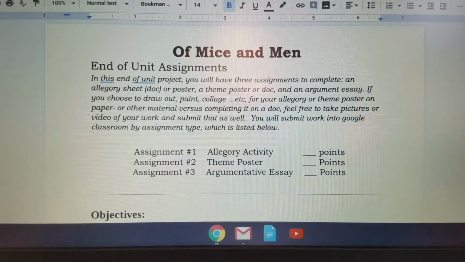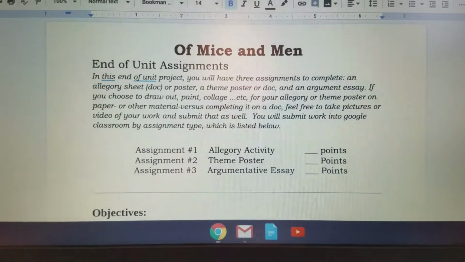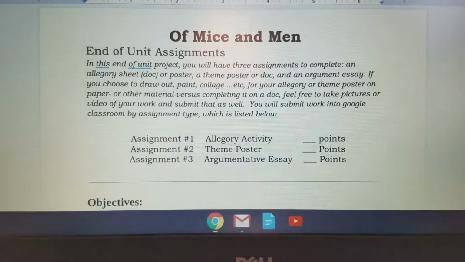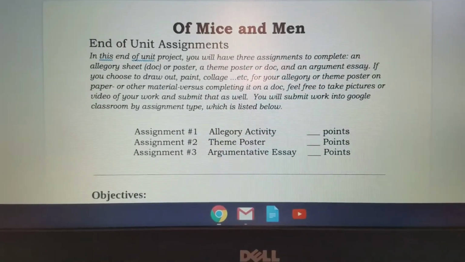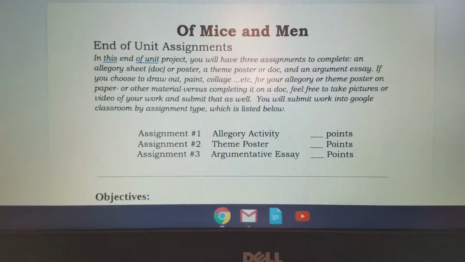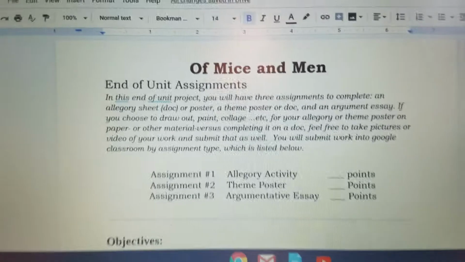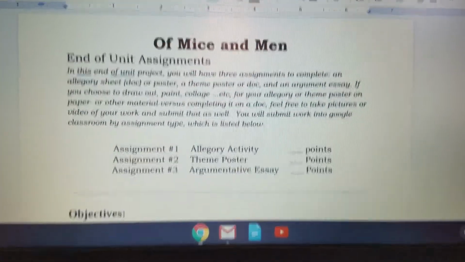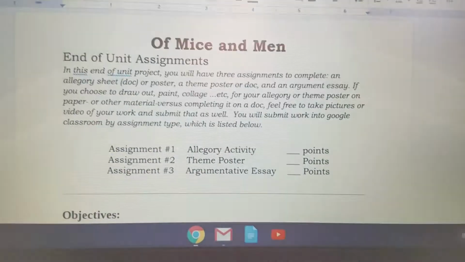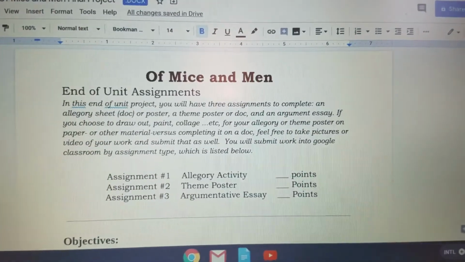This is the Of Mice and Men assignments for this week, and these are the end of unit assignments, so they're kind of bigger, and they might look familiar if you've been keeping up with the work so far. So I'm going to go through this overview that I sent you guys, right here, and then I'm going to give you some examples of what to do or just walk through the expectations.